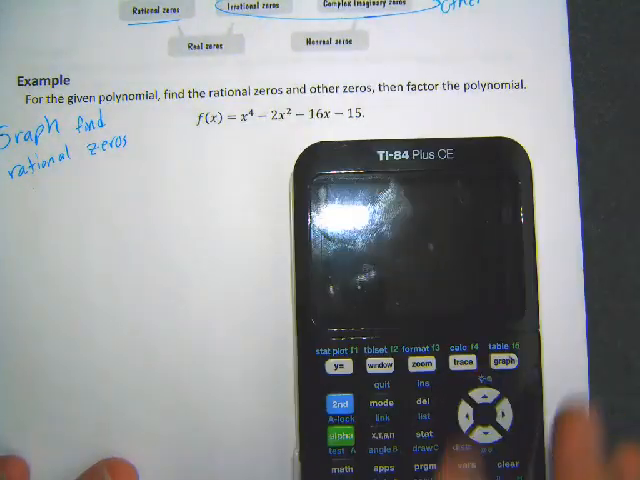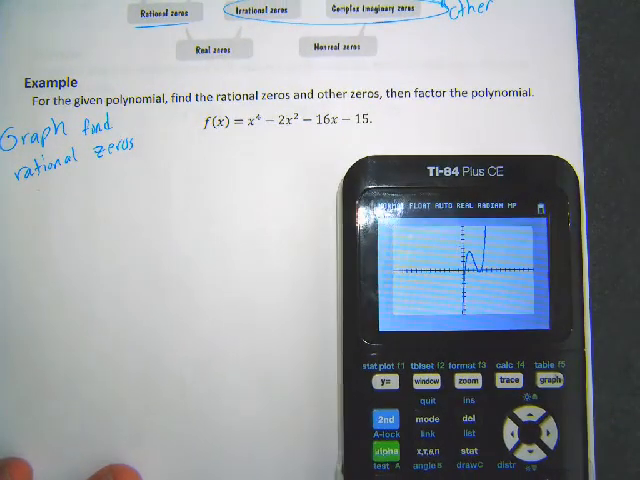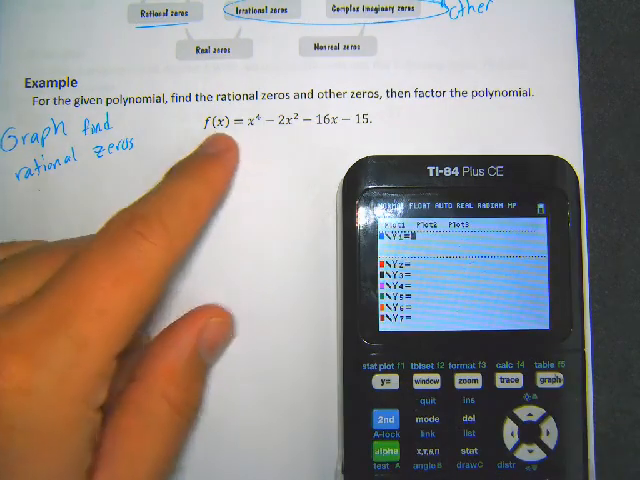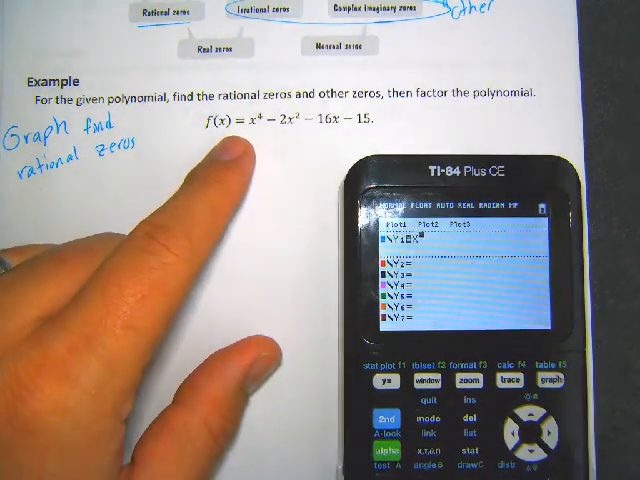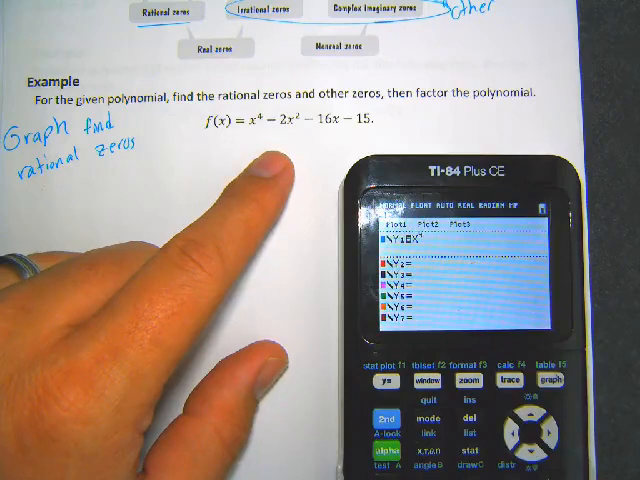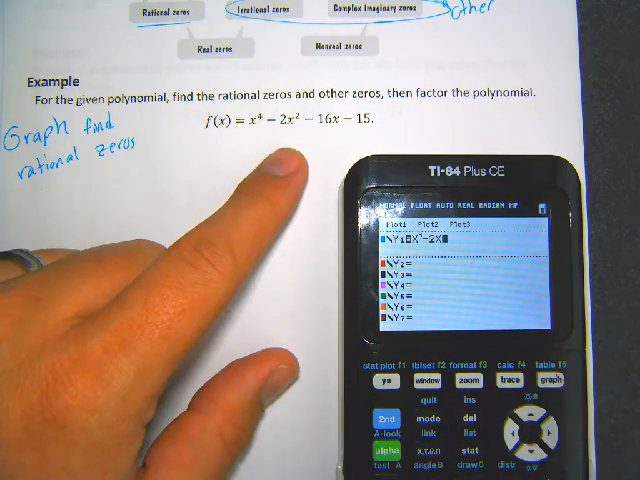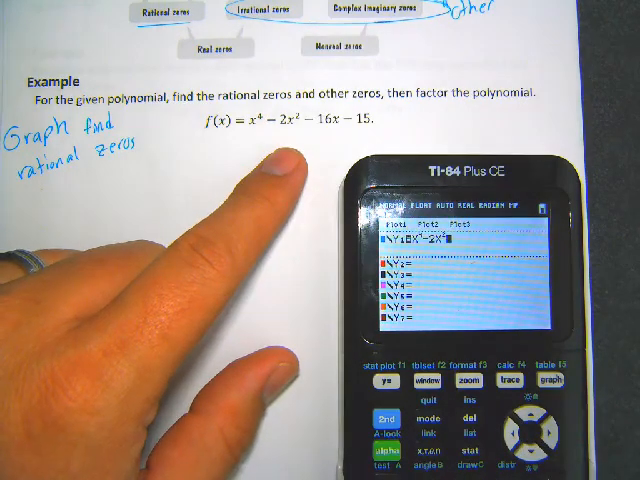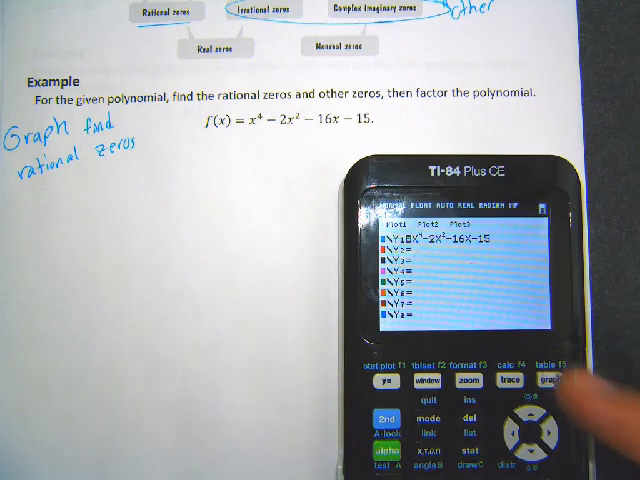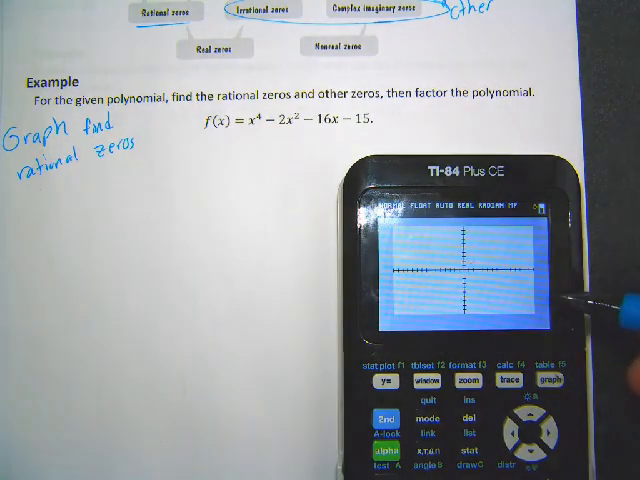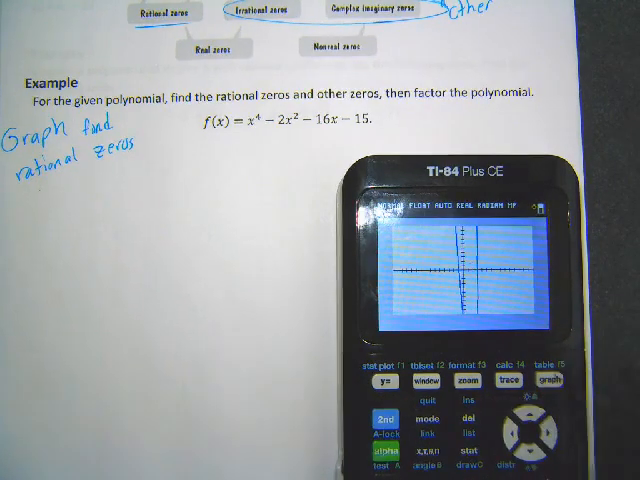So I'm going to type this in the calculator and see what we get. y equals x to the 4th minus 2x squared minus 16x minus 15. Type the whole thing in, hit graph. I usually just look at the graph to find them because it's a nice place to see them, or you can use the second table option.